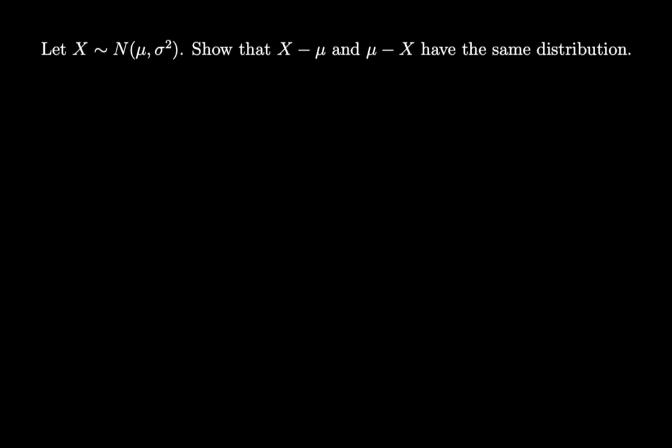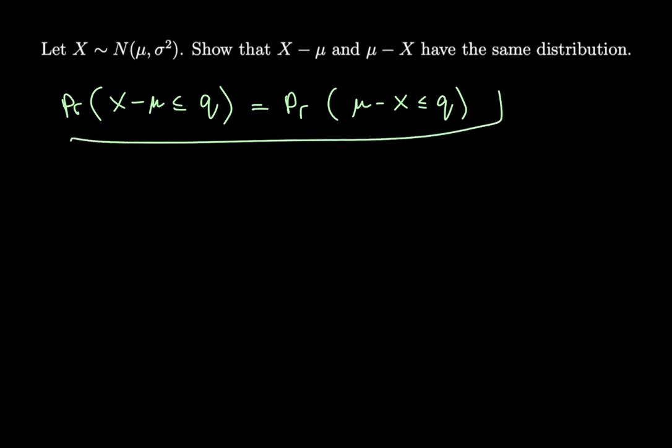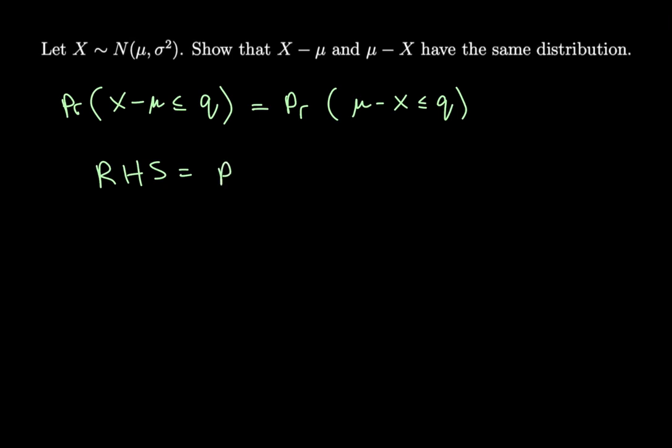So essentially, we're saying that the probability of X minus mu being less than or equal to some constant q is equal to the probability of mu minus X being less than or equal to that same constant q. So this is something that we have to prove. Let's start off with the right-hand side. Now I'm going to multiply both sides of the inequality by -1, and that reverses the direction of the inequality.